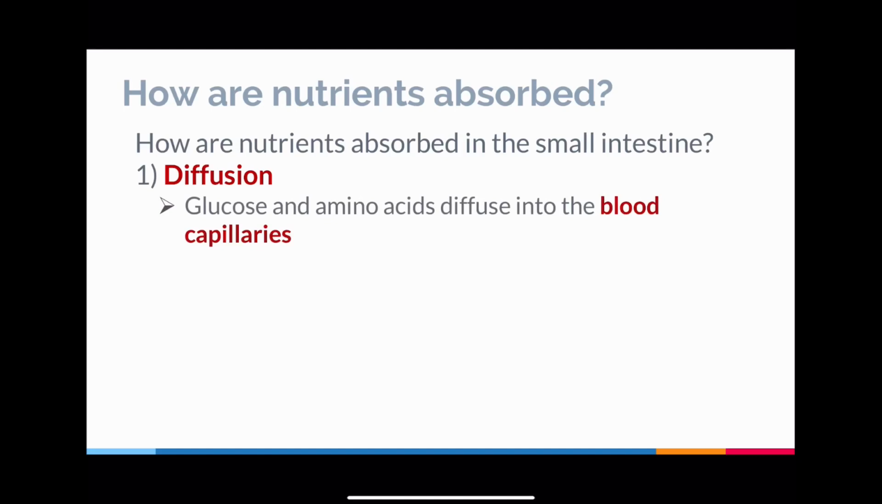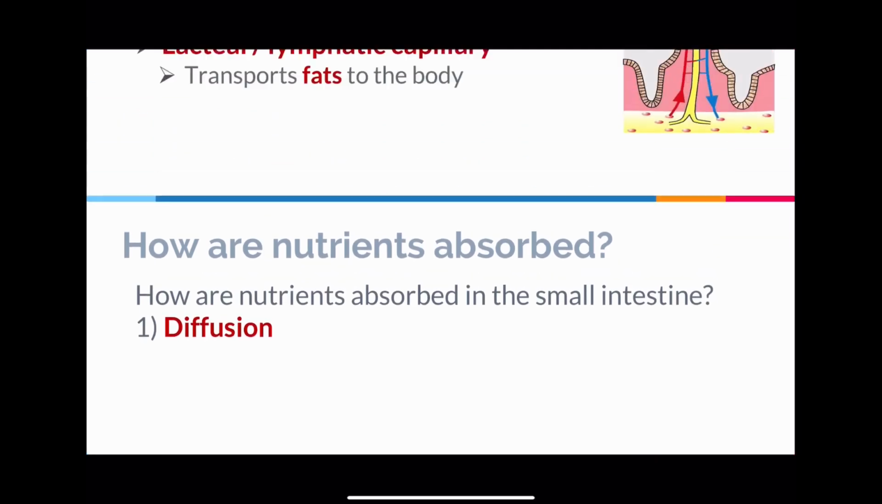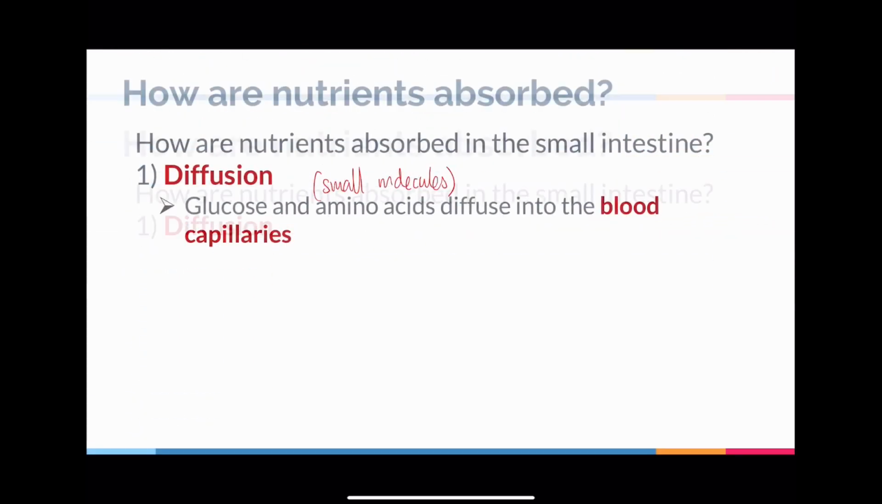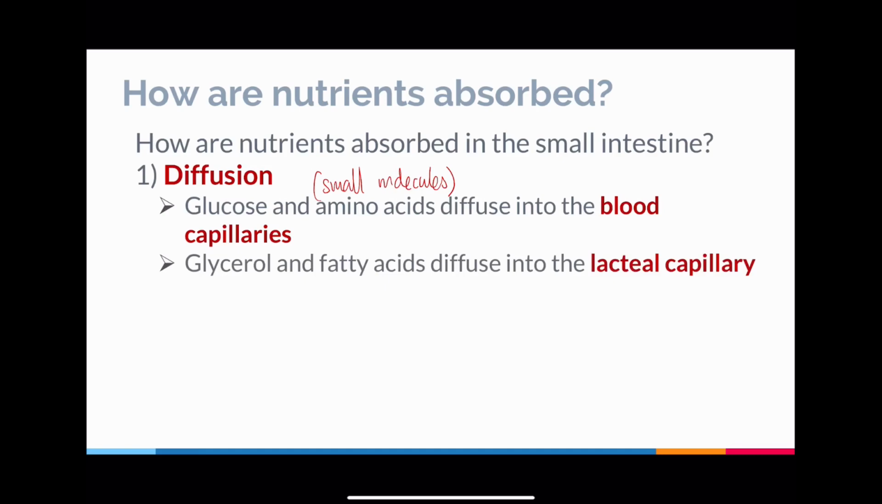Because of diffusion, glucose and amino acids, which are very small molecules, can actually diffuse into the blood capillaries. Like what I mentioned just now, imagine there's a lot of small nutrients around. They will be able to diffuse across this thin wall and enter into the blood capillary. That's the main mode of absorption, through diffusion, because after digestion, there will be a lot of small nutrients inside the small intestine waiting to be absorbed into the bloodstream. The other process also involves diffusion of glycerol and fatty acids into the lacteal.